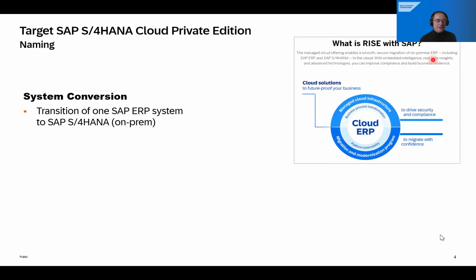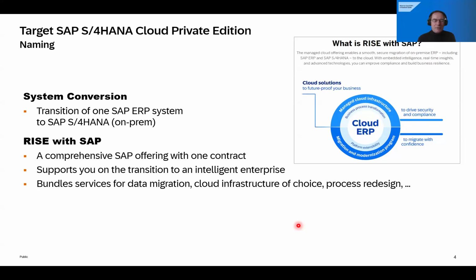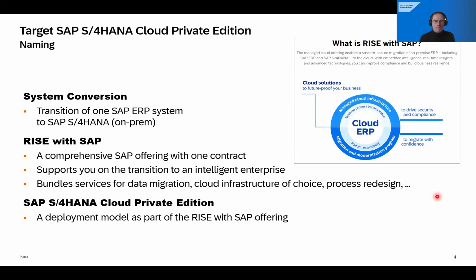And the next thing is what we have to keep in mind concerning naming. RISE with SAP is not really a technology. It's a comprehensive SAP offering where you get one contract. And the RISE with SAP is a project that supports you in the transition to the intelligent enterprise, where the cloud ERP, the SAP S/4HANA system, is the essential part. And RISE with SAP bundles services for data migration, cloud infrastructure of choice, process redesign, and much more.